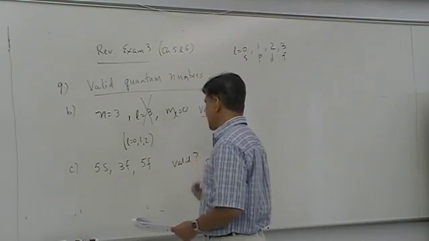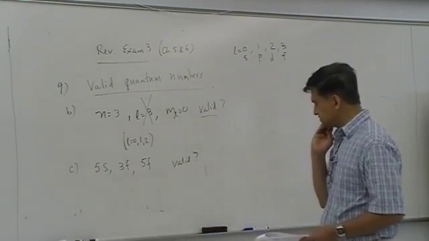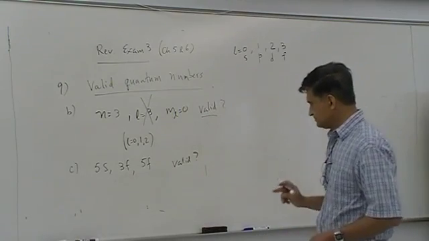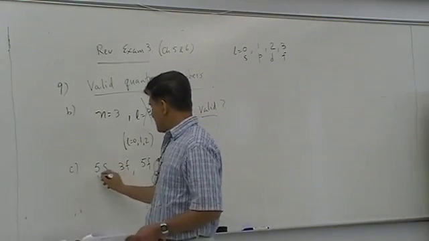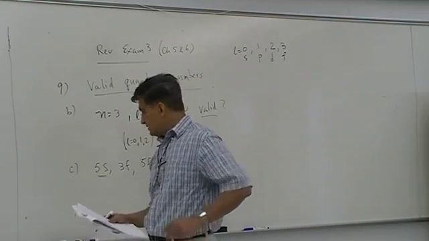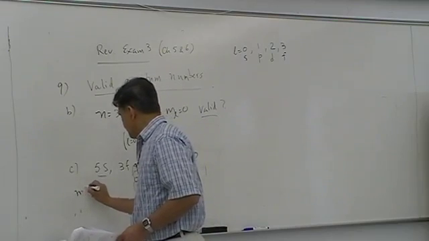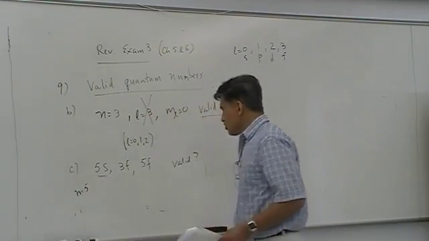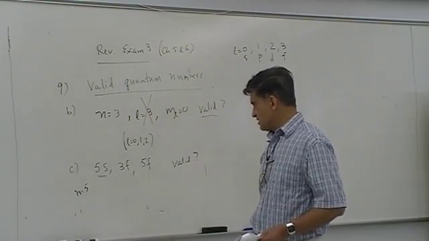Are these valid sets of representations? Let's try that. 5s, n equals 5. There's nothing wrong with having s. This is how it goes.